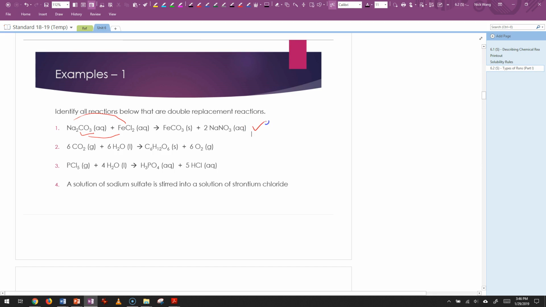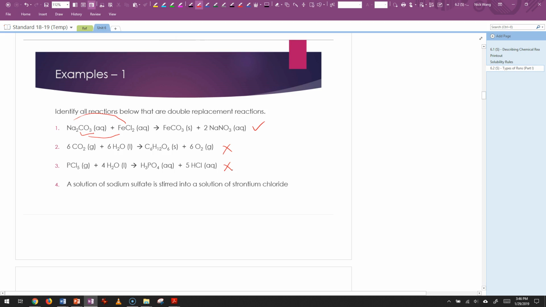The next one. CO2 and H2O produces C6H12O6, that's just not familiar, and 6O2. That one doesn't look like it's going to be a double replacement because it doesn't start with two ionic compounds. So that's not going to be double replacement. Number 3, this one right here looks like two covalent compounds. That already fails the test, so that's going to be a no for that one.